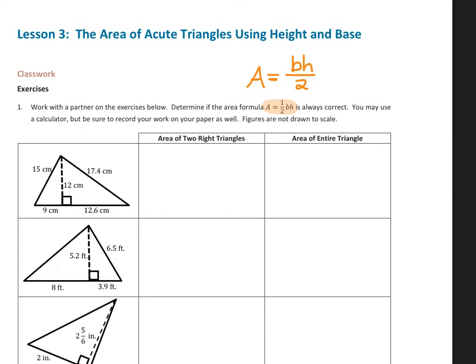All right, Lesson 3 of Module 5. Now we're going to get into triangles that are not right triangles. This is an acute scalene triangle, all different sizes of sides, and each angle is acute.